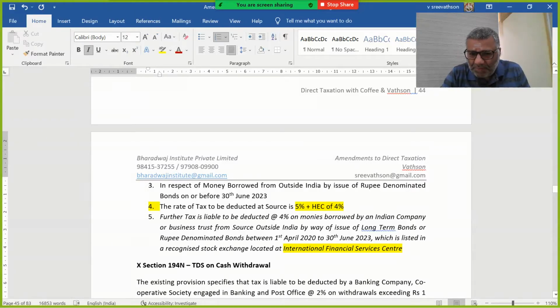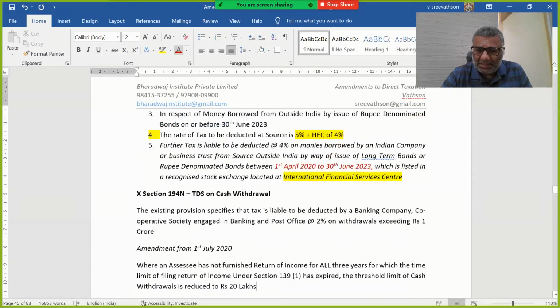The date has been extended till 30th June 2023. That is why it is known as an amendment. But I will redo it when we are going to do non-resident taxation.